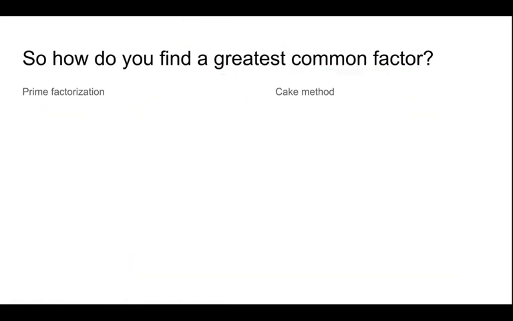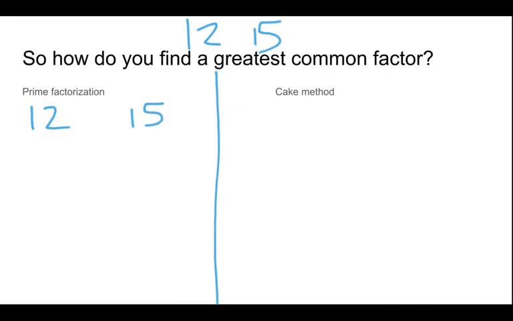So let's look at another example of finding the greatest common factor of something. Let's look at the numbers 12 and 15. Again, I'll show you both ways, prime factorization or cake method. You are allowed to choose whatever makes the most sense for you. So for prime factorization, basically I'm breaking these down into factors, hence the word prime factorization.